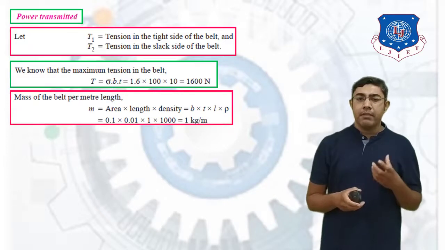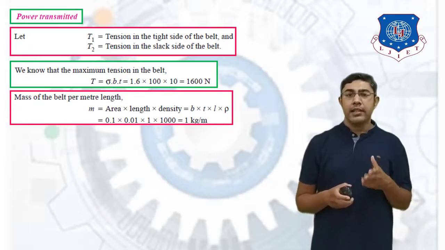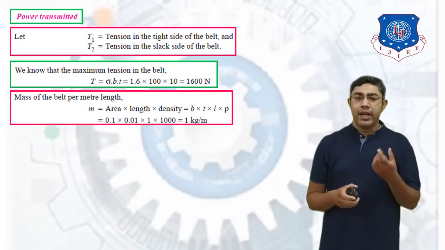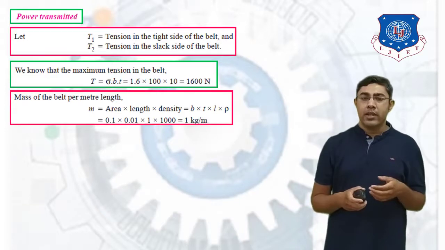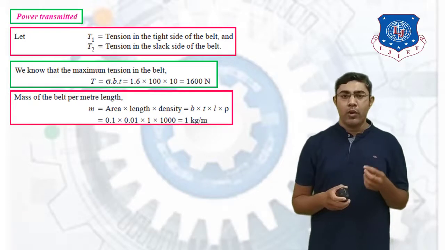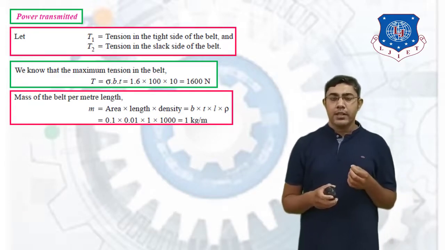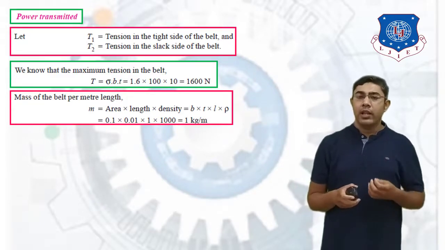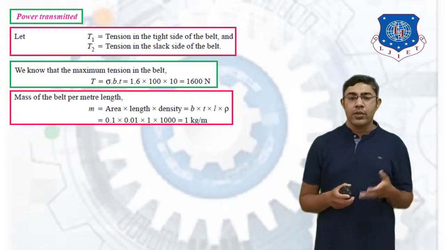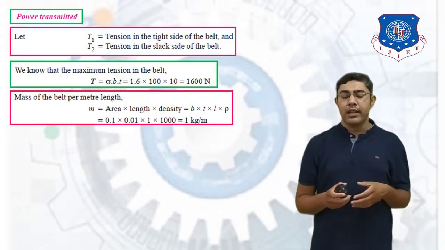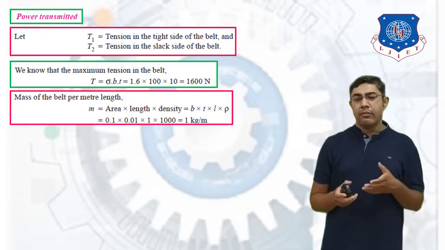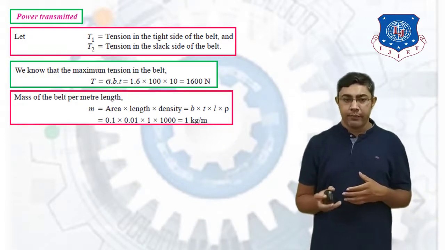Here we consider the mass per unit length, so we consider the length as 1 meter, and area of belt is given by B into T, and density is rho. So here B is 0.1, T is 0.01, and length we consider 1 meter, and density is given 1000. So we get the mass per unit length of belt is 1 kg per meter.